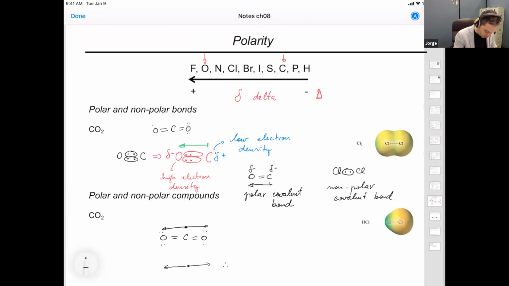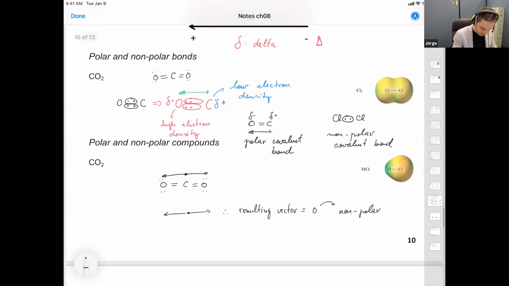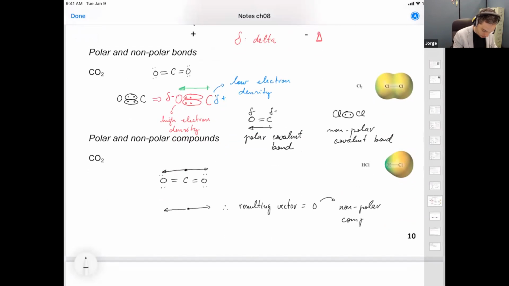Therefore, the resulting vector is going to be equal to 0. Pulling to the right with the same intensity as the pull to the left, those vectors will cancel. The resulting vector is equal to 0. Therefore, the CO2 compound as a whole is a non-polar compound.